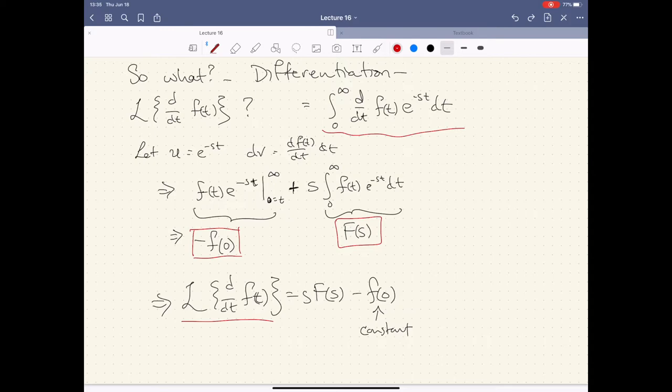So this is actually very powerful. If f of zero is even zero, this is much more simple to see. Taking the derivative of a function before I take the Laplace transform just tacks an s in front. That's it. Plus some constant, okay? No surprise there. Kind of a holdover from calculus. We always have that plus some constant, right?